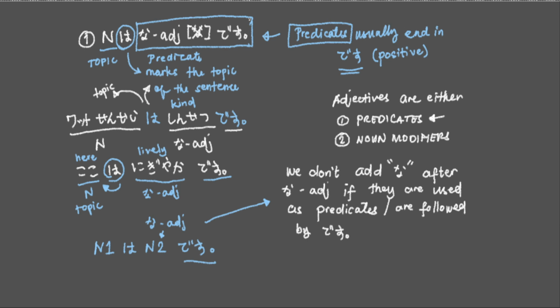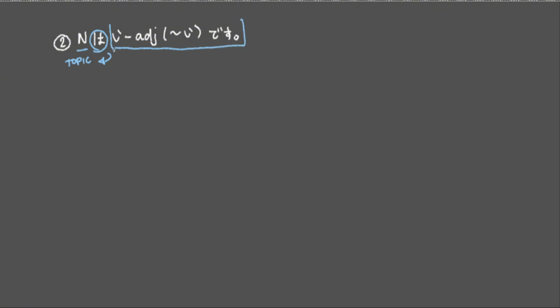Alright, okay, now we move on to the next part, which is the same grammar form, but we are going to use i adjectives this time. The second is noun wa i adjective with the i at the end, desu. In this case, again, noun, topic, wa, marker of the topic, i adjective desu, predicate.